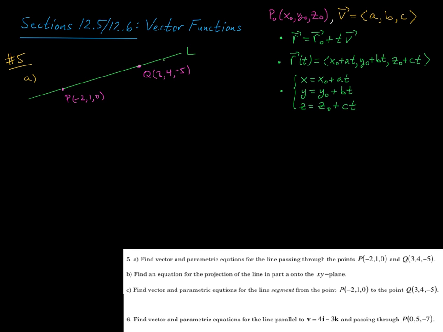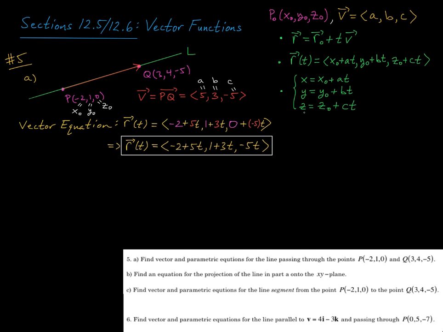Okay, so I've drawn a picture here. And as we saw, the two key ingredients here are a known point. Well, here we actually know 2 points, so take your pick. And we need a direction vector, so a vector that's parallel to our line L. All right, so I'll go ahead for our direction vector and take the vector that runs from P to Q. Okay, so V is the vector PQ, and just subtracting coordinate-wise, we get 5, 3, -5.